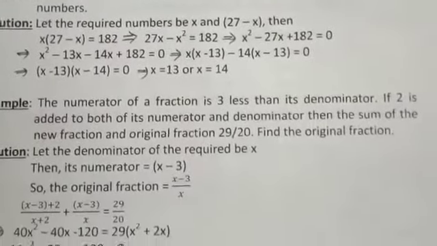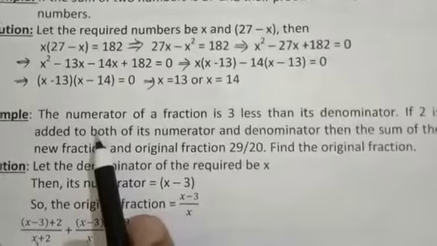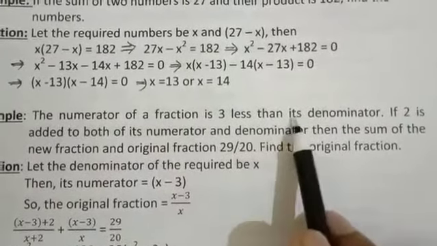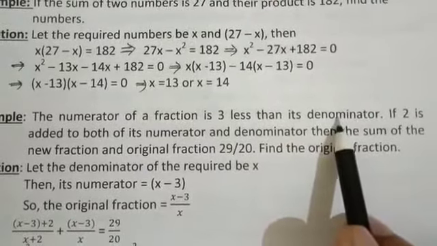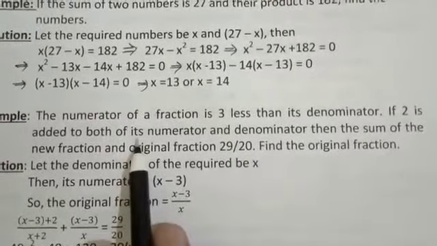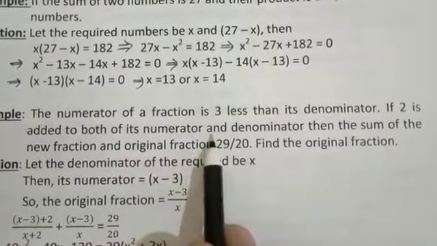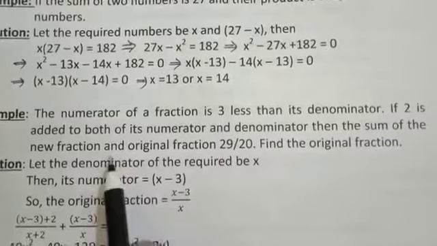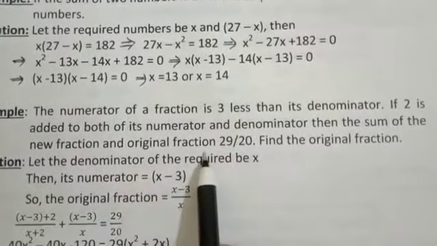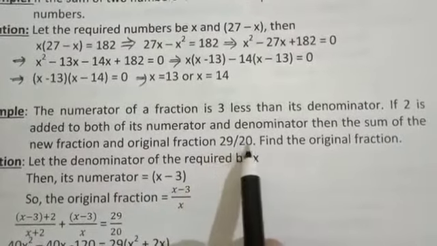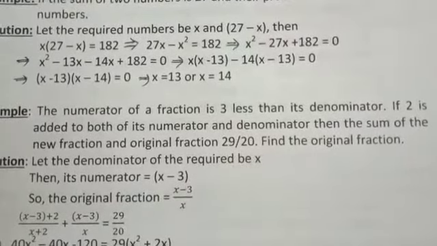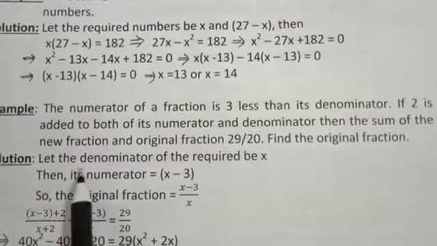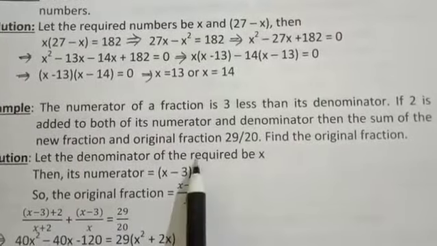Coming to the second type, the example is: the numerator of a fraction is 3 less than its denominator. If 2 is added to both its numerator and denominator, then the sum of the new fraction and the original fraction is 29 by 20. Find the original fraction.